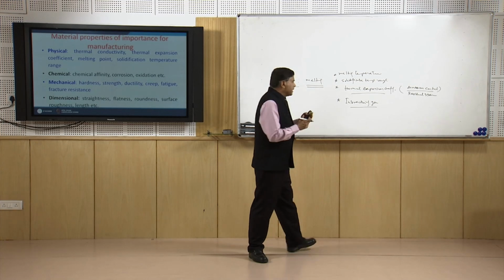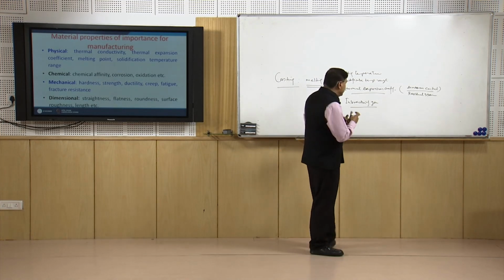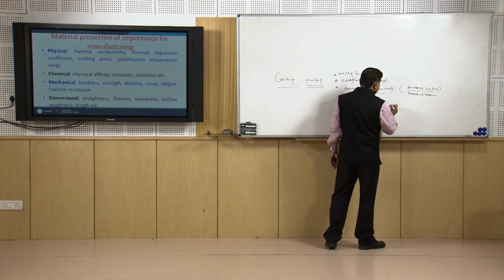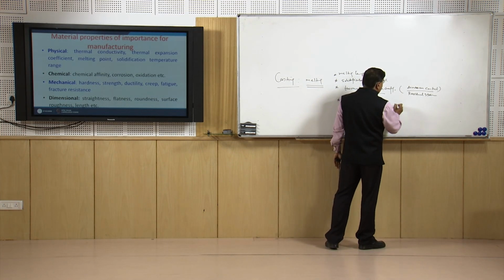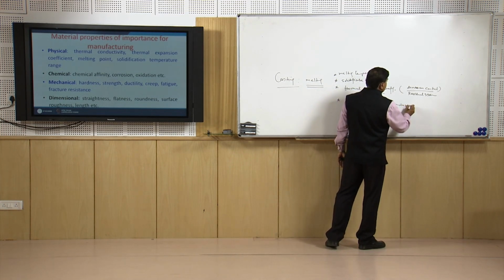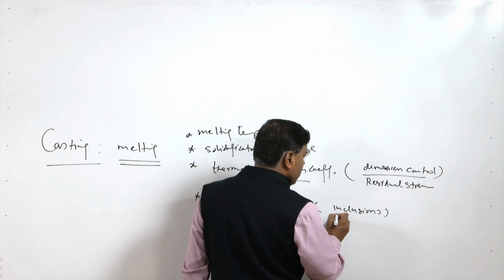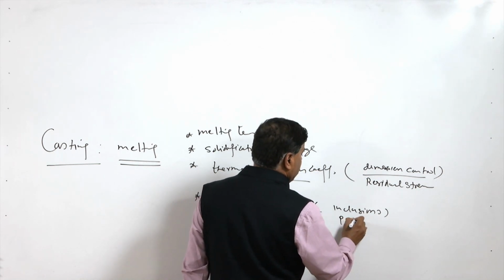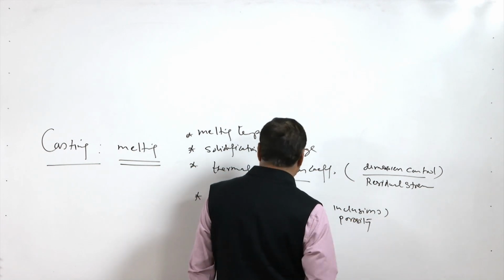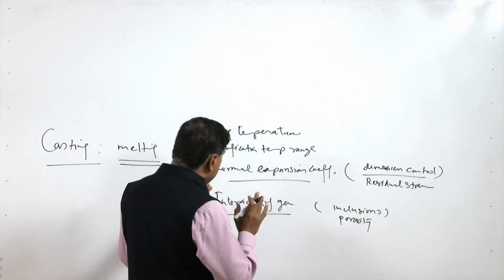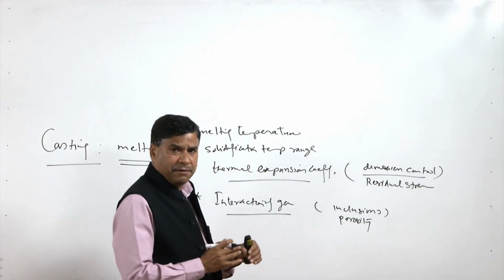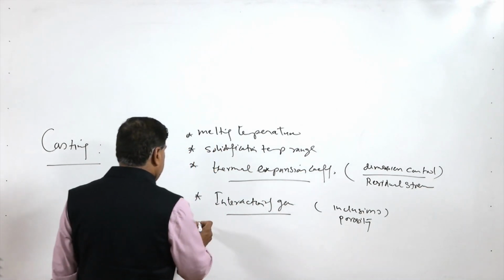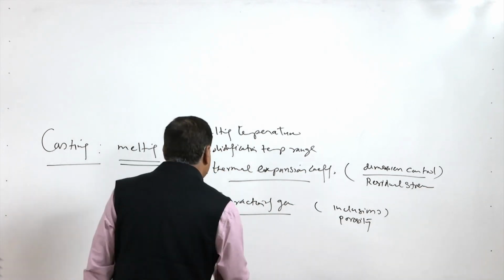So, they will be forming their oxides, nitrides easily, leading to the development of defects in the form of inclusions in the casting, or they will be leading to the presence of gas pores. So, porosity in the casting. So, the interaction of the gases with the molten metal is a problem. So, affinity of the gases.